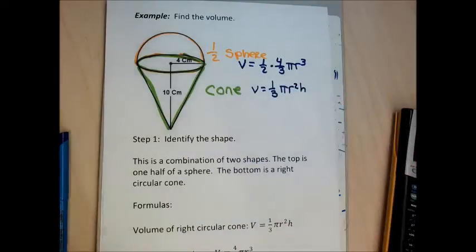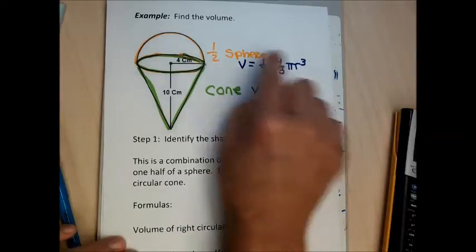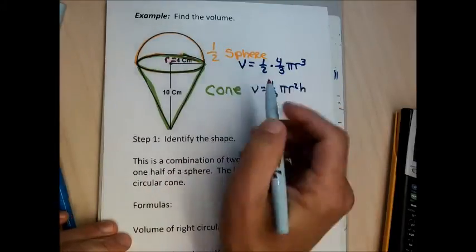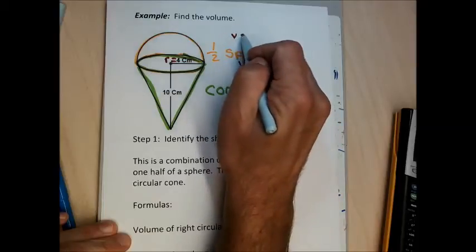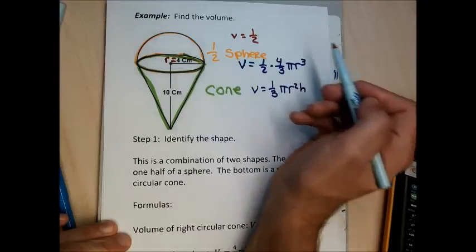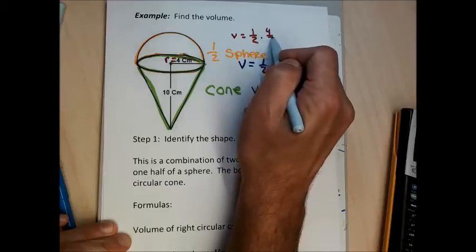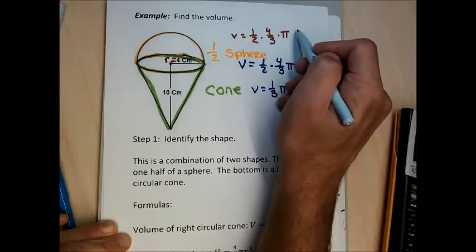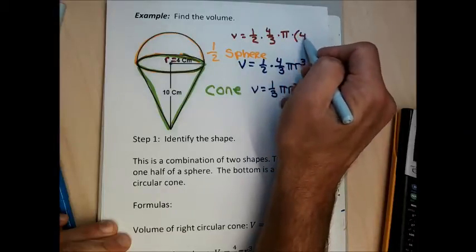Each one of these volumes is going to have units of cubic centimeters, and after I find the volume of each, I'll add them together. Let me do the top first, the sphere. In the sphere, other than the pi, there's only one number, an r, and for this orange sphere, the r is going to be 4 centimeters. So when I do the sphere, I'm going to say volume equals 1/2, because I'm doing half a sphere, times 4/3 from the formula, times pi from the formula, times the radius cubed, which is 4 cubed.